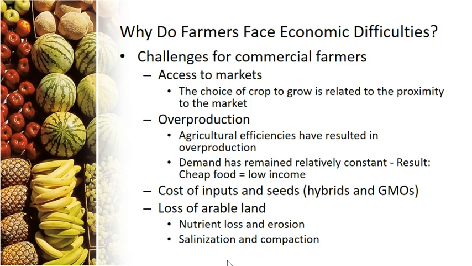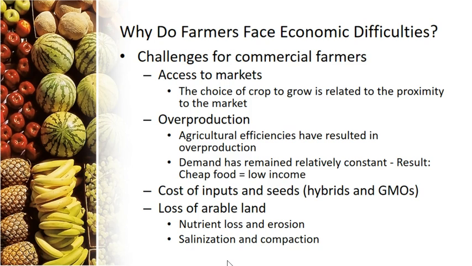Now, in commercial farming in the developed world, overproduction can be a problem. You can actually produce too much, which means that you flood the market with that product. Demand, fortunately, is relatively constant, but the result is that food is fairly cheap in the developed world, and that results in a low income for farmers. And you've got that market fluctuation too, don't forget.